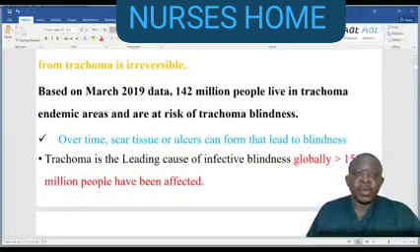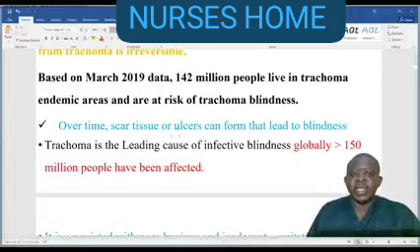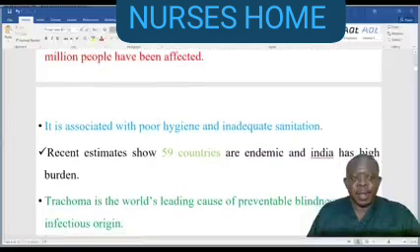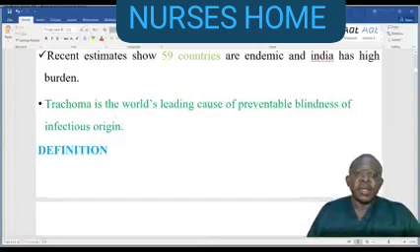Based on the March 2019 data, 142 million people live in trachoma endemic areas and are at risk of trachoma blindness. Over time, scar tissue or ulcers can form that lead to blindness. Trachoma is the leading cause of infective blindness globally. A lot of people, millions, are affected by this. It is associated with poor hygiene and inadequate sanitation. Recent estimates show about 59 countries are endemic, and India has a high burden. Trachoma is the world's leading cause of preventable blindness or infectious blindness.